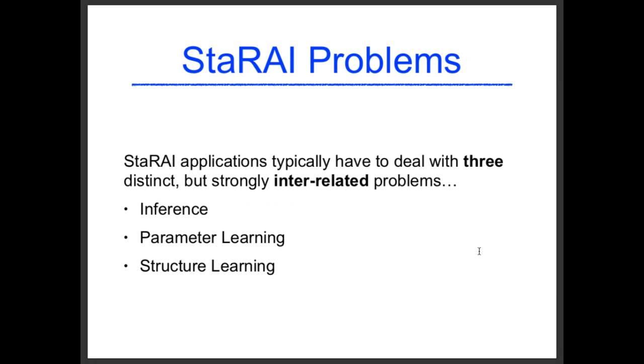So back to what has been told to you in these lectures up to now. When dealing with StarAI applications, we have three main problems. Now you should know them: inference, parameter learning, and structure learning, which are strongly interrelated. It could happen that in your problem you have to address one of them, or you can address all of them jointly or not. It depends a lot on the applications and on the data that you have.